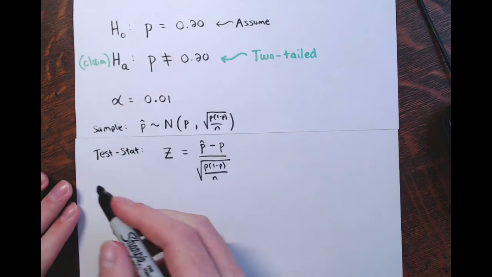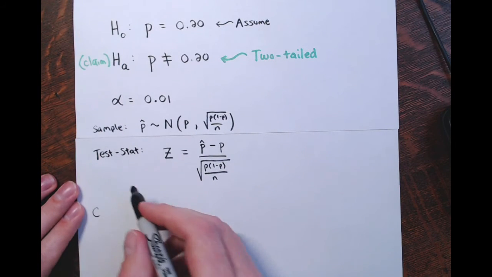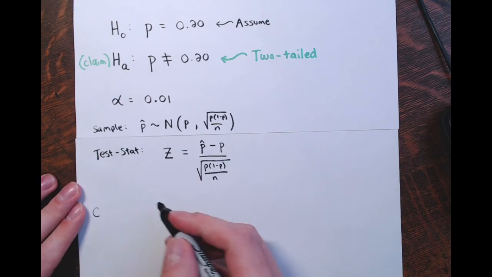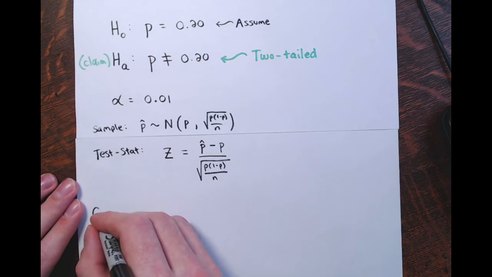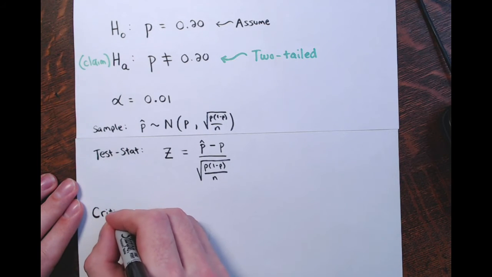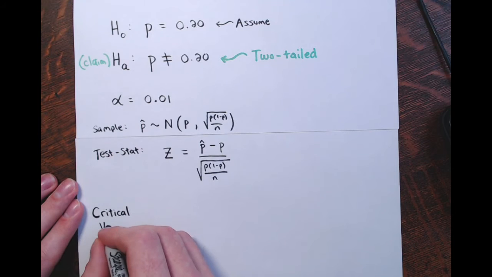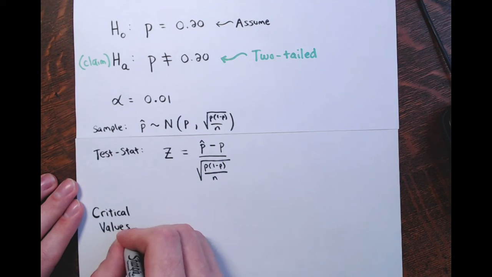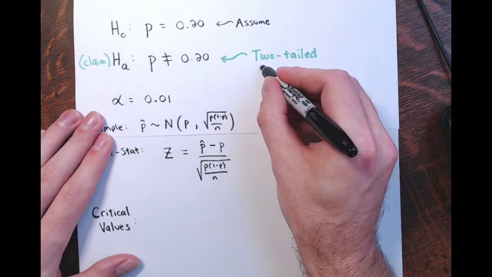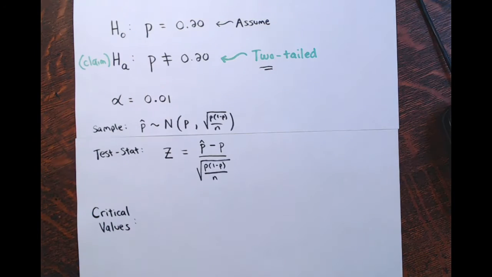And then we'd get into the critical values, and then compare the test statistic to the critical values and see if we're in the rejection regions or not. Okay. So now here's the part that they're asking us to do. Now I say critical values because it is a two-tailed test. There should be two of these.